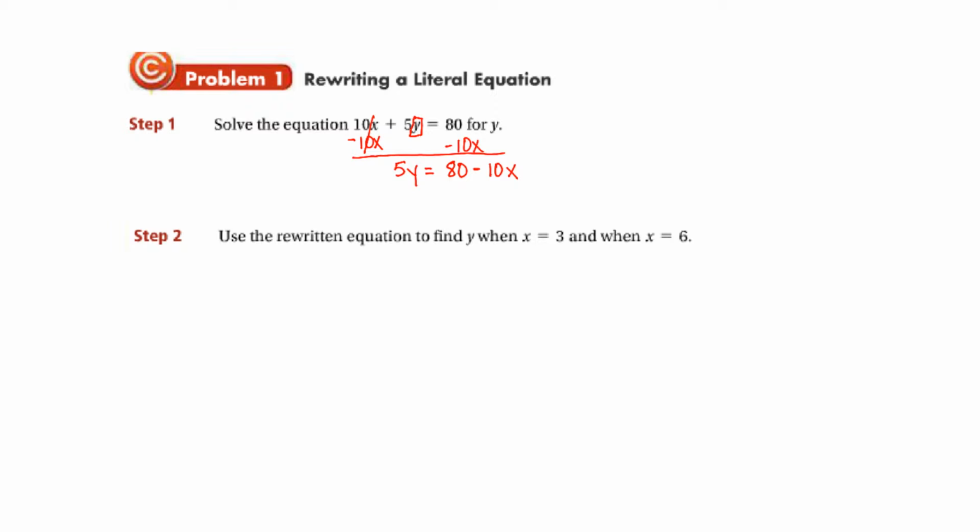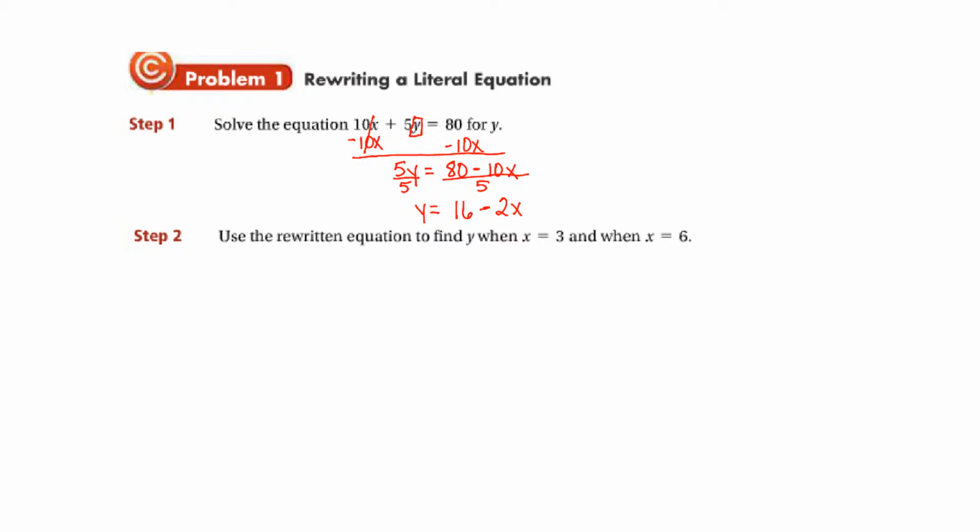Then I have to go ahead and finish getting y by itself. So I have 5 times y on the left. So now I'm going to divide both sides by 5. And I get y equals, I take 80 and divide it by 5, and I get 16. Then I have my minus sign. And then I have 10x divided by 5. 10 divided by 5 is 2. So I have 2x. So I get y equals 16 minus 2x.